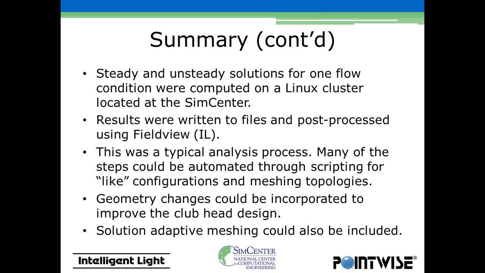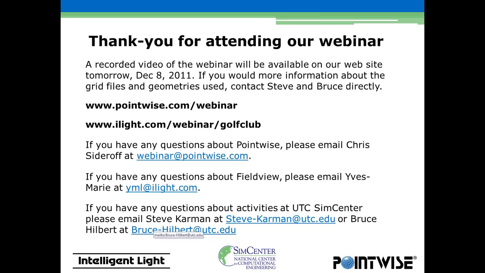This is a typical analysis process. Many of the steps that we showed you here could be automated through scripting for like configurations and topologies. And we could also do geometry changes, and we can incorporate them in doing some improvements to the club head design. And we didn't show any mesh adaptation, but we could also include that with the vMesh or voxel mesh version of the grid. I think with that, we'll go to the next slide and take some questions and try to answer them for you.